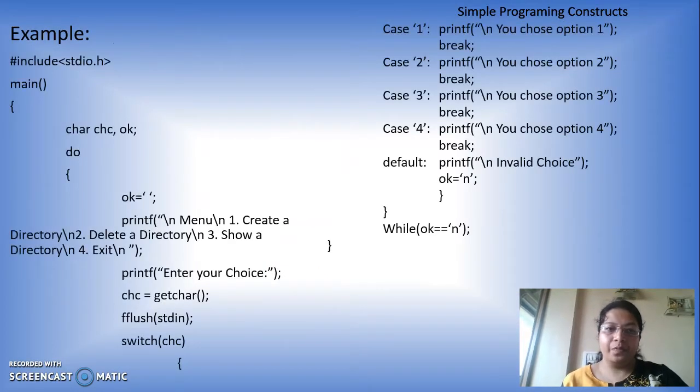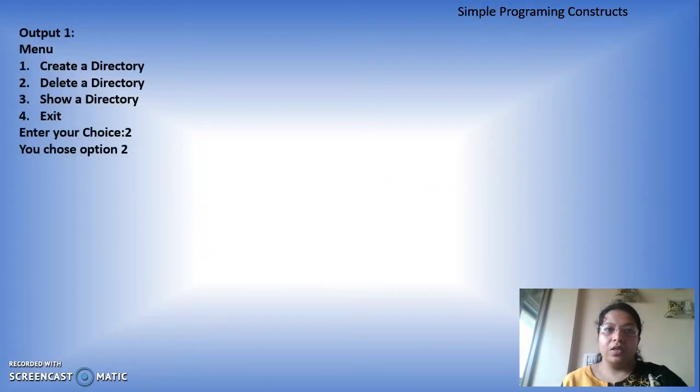Example, main. Here we display a menu 1, 2, 3, 4, and depending upon 1, 2, 3, 4, we use a switch case, which is a conditional construct, for entering the choice and accepting the choice of the user. Depending on the choice the user enters, it will execute the respective statement. So these are the possible outputs.